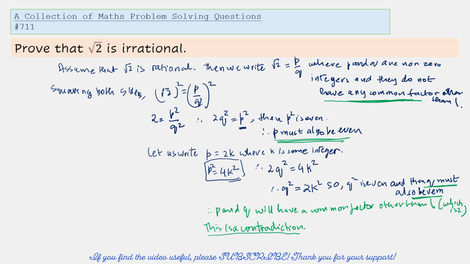Hence, root 2 cannot be written as P out of Q. So therefore root 2 is irrational, because any rational number can be expressed in the form P out of Q, where P and Q could be any integer, but Q is of course not equal to 0. So root 2 is irrational, proved.